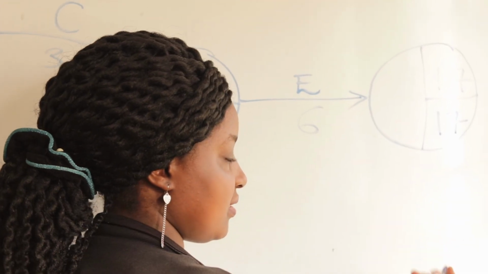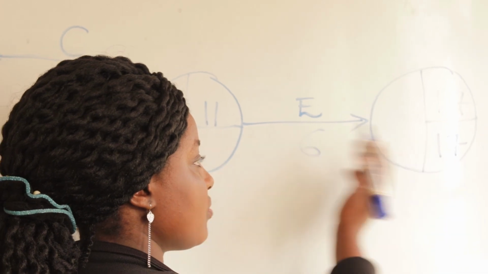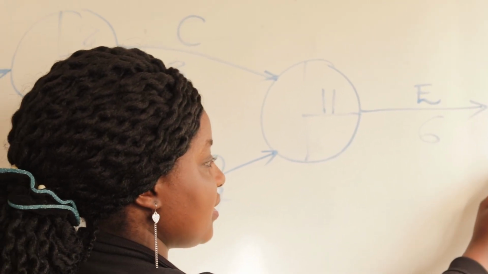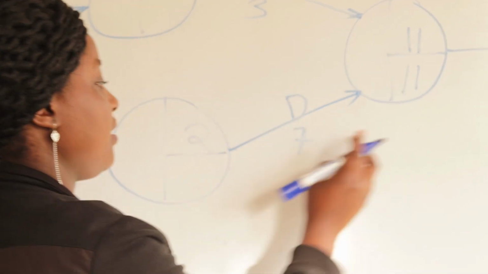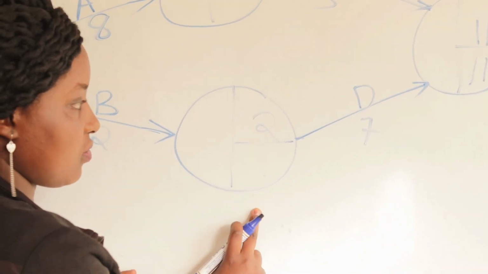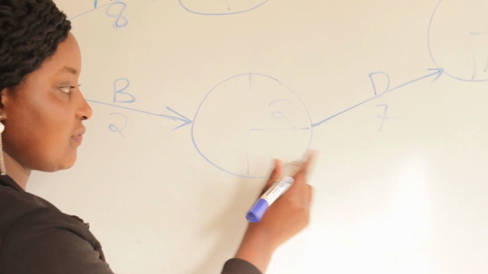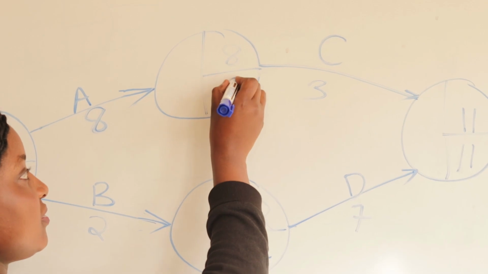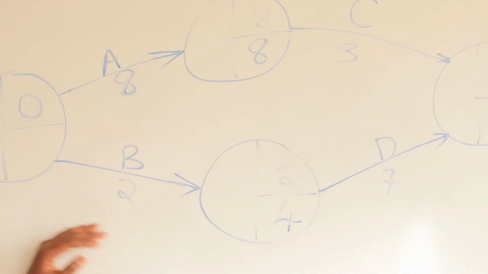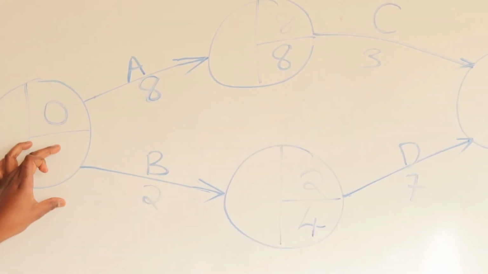So you start again with 17. As we go backwards, you'll take 17 minus 6, which will still give us 11. Then for this lower quarter, it will be 11 minus 7, which is 4. This one will be 11 minus 3, which is 8. And then now we are going back to this one.